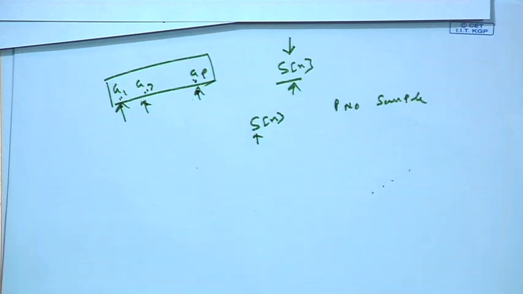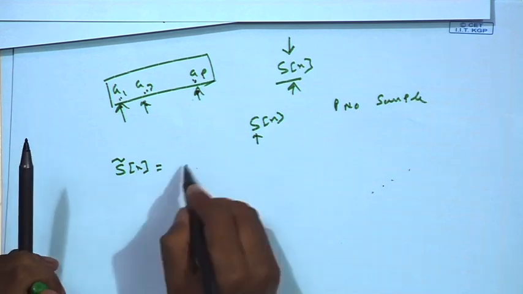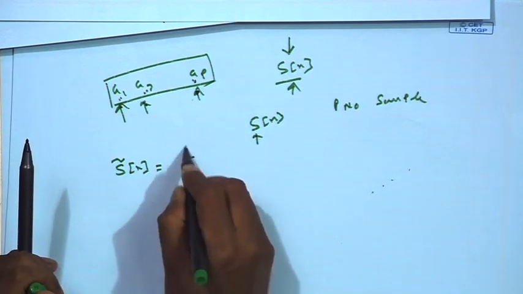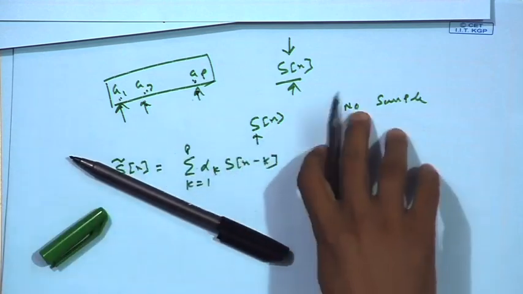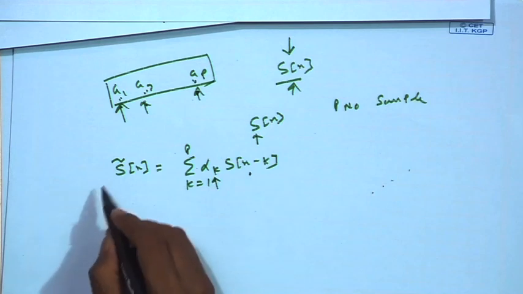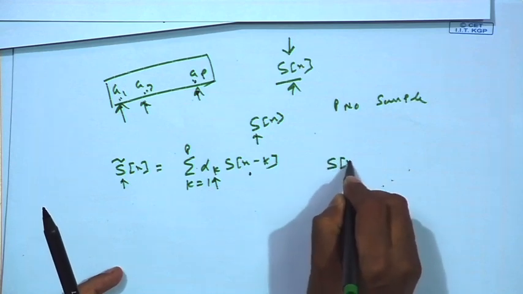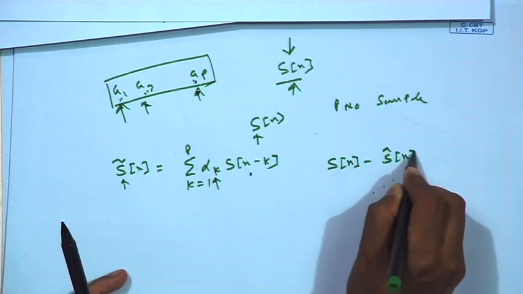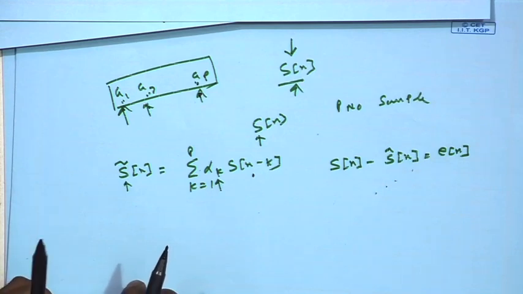So, what is the prediction? Let us say my predicted signal is s cap n, which is nothing but the sum over k equal to 1 to p of alpha k s of n minus k. Those are the predicted signal. From the previous p number of samples, I know the alpha k, and I predict the current sample, which is s cap n. Now, what is the prediction error? If I know the current sample, then S n minus the predicted sample is my prediction error. So, S n minus S cap n is my prediction error.